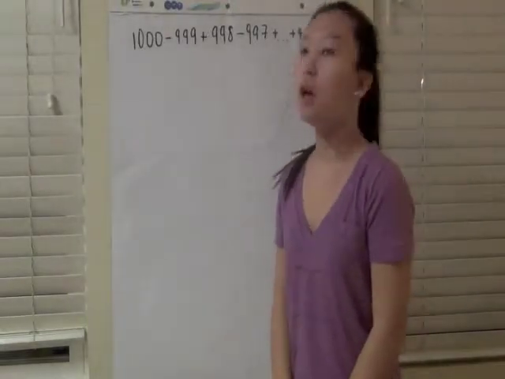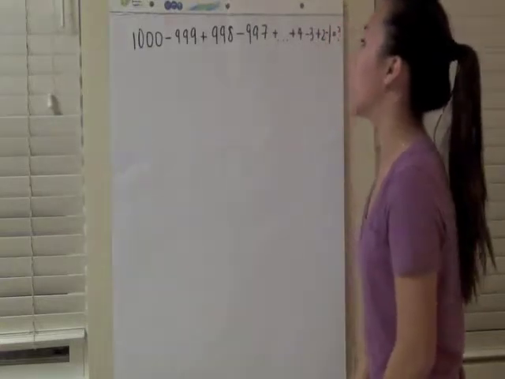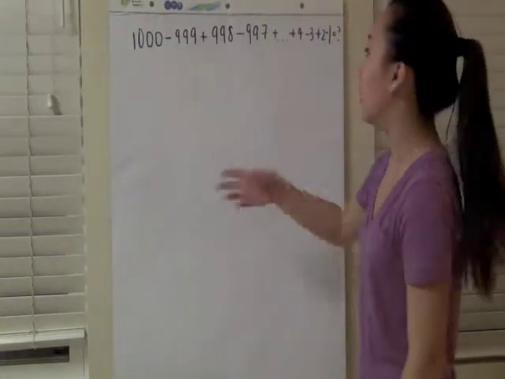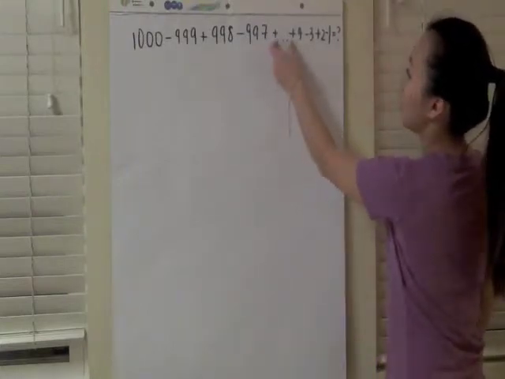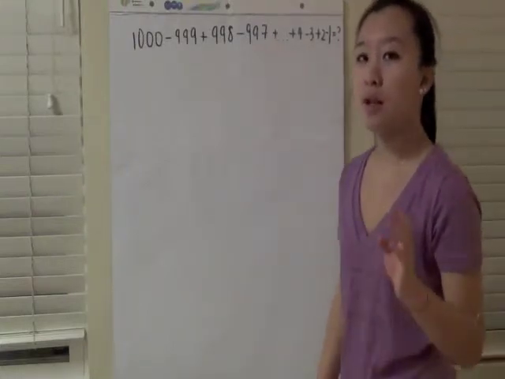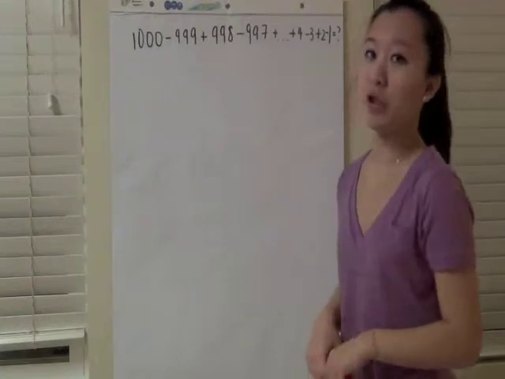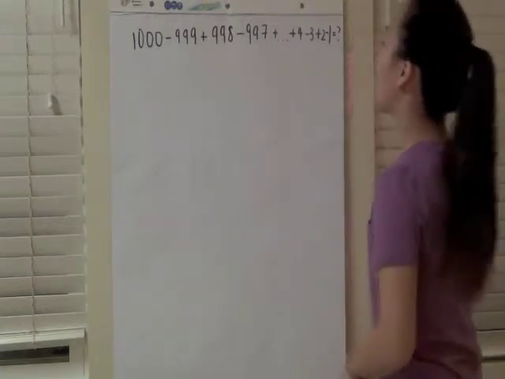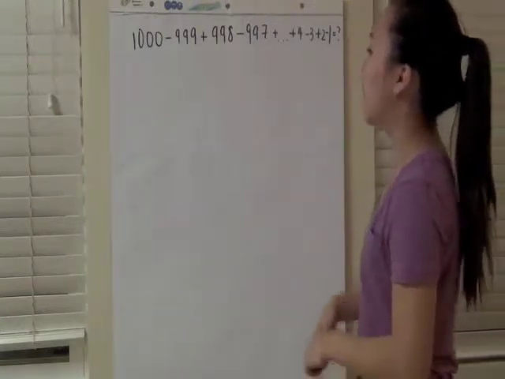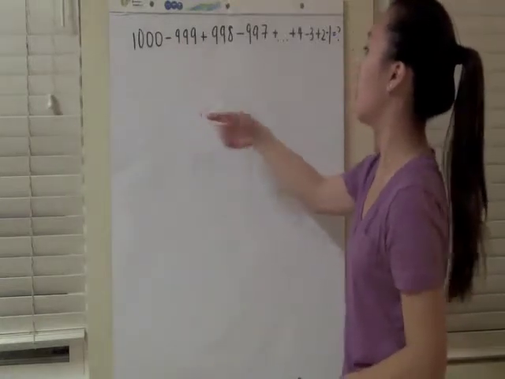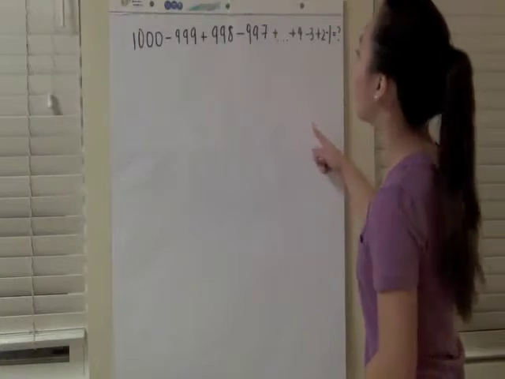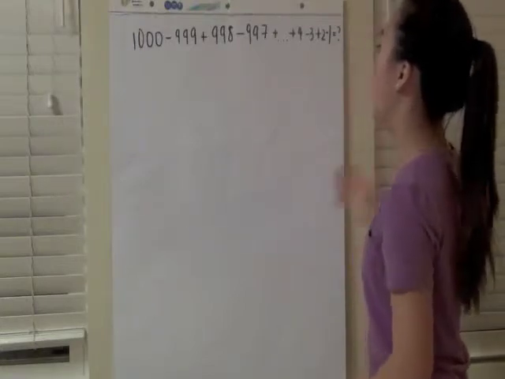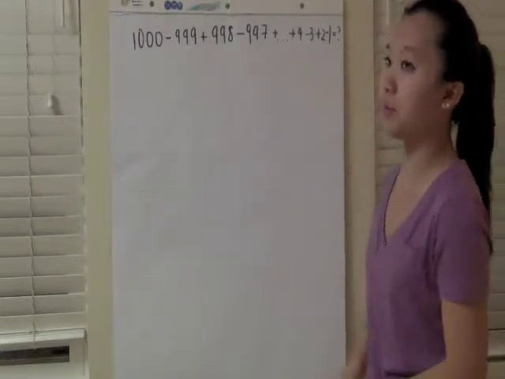Everyone. So for this problem, you are given a seemingly infinite amount of numbers. That's what these periods mean. The first thing to solve this type of problem is to make sure you know what it's asking for. So for example, in this problem, it's asking for what's 1,000 minus 999 plus 998 minus 997 plus 996 minus 995, and so on until 4 minus 3 plus 2 minus 1.